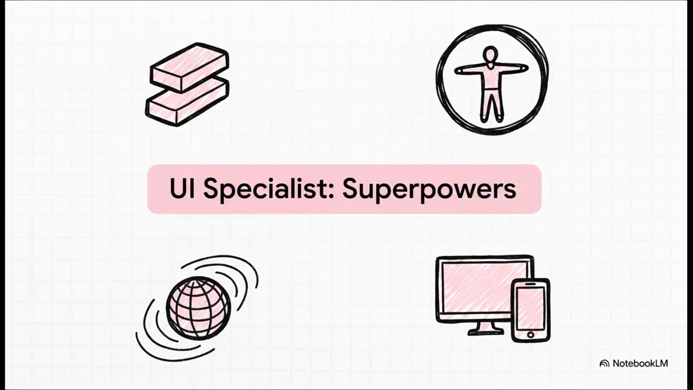So what are their superpowers? Well, it's all about that final polish. We're talking about crafting rock-solid CSS architecture to keep things manageable, having a deep commitment to accessibility, making sure the app works for everyone, and the skills to build these incredible, complex animations that just bring a product to life. They make sure the interface is not just working, but is genuinely delightful on any device you use.